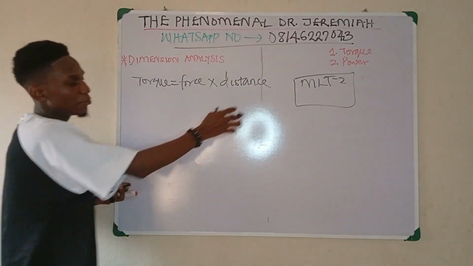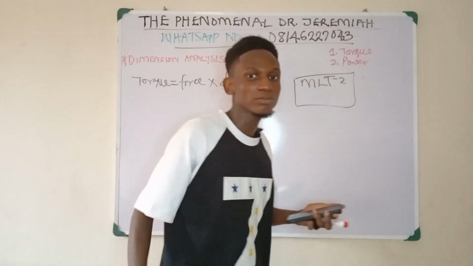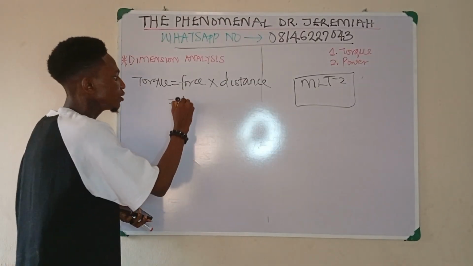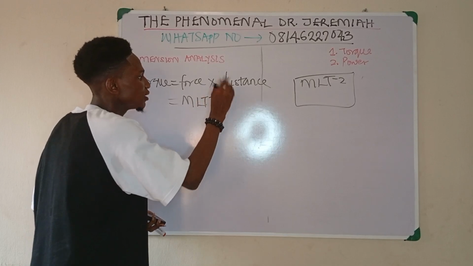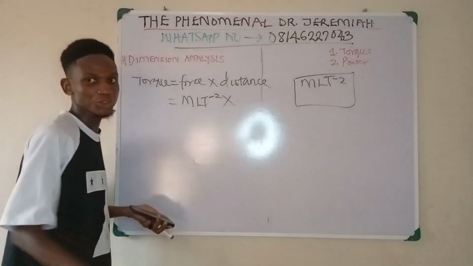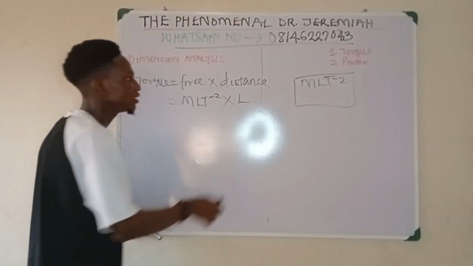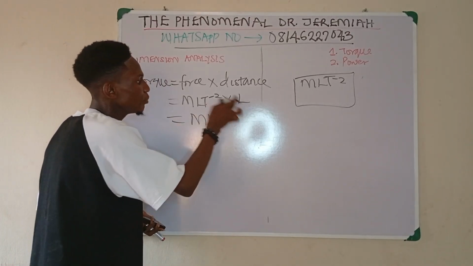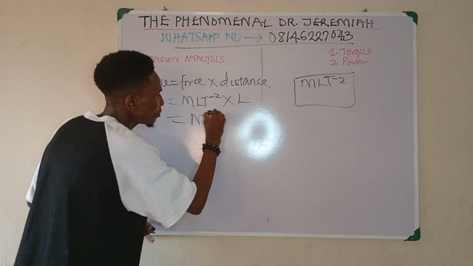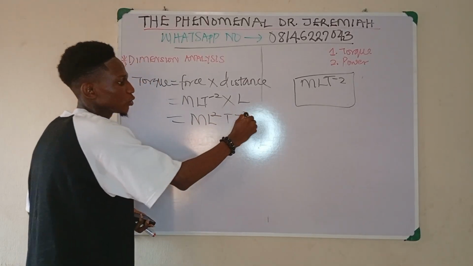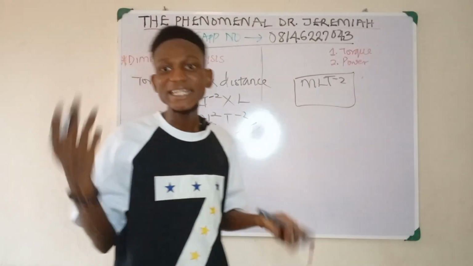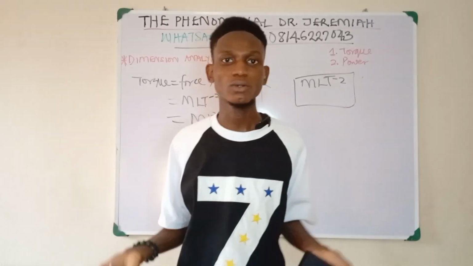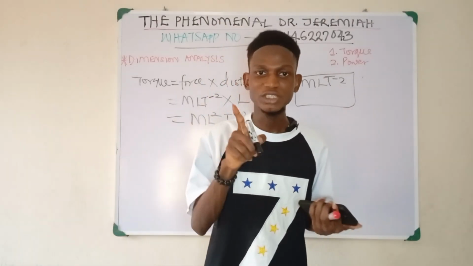Now we know that the dimension of force is MLT^-2. In your example, after you have written your formula, just quickly bring in MLT^-2. No need to solve anything. Times distance. The dimension of distance is L. So from there you just have ML, and when you multiply, the L's become 1 plus 1, so it's ML^2T^-2. In less than 20 seconds, I've gotten my answer. You see, that's what this method is all about.